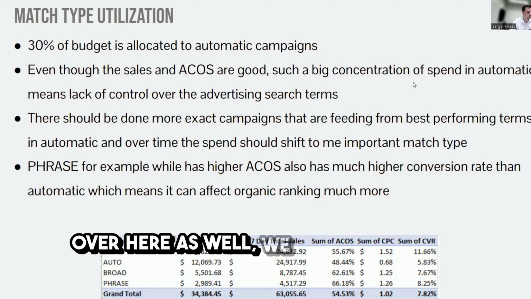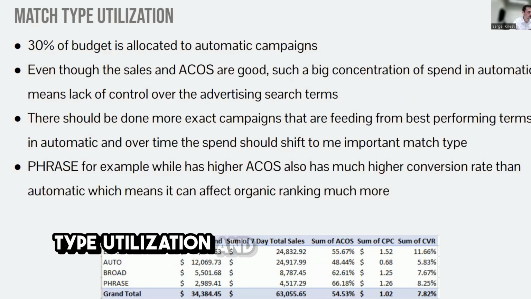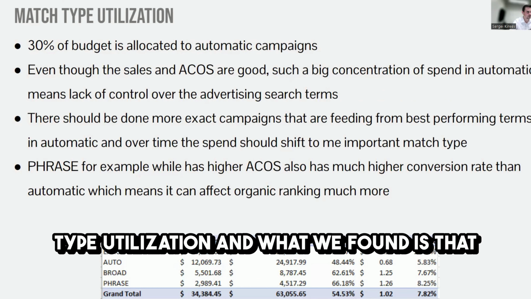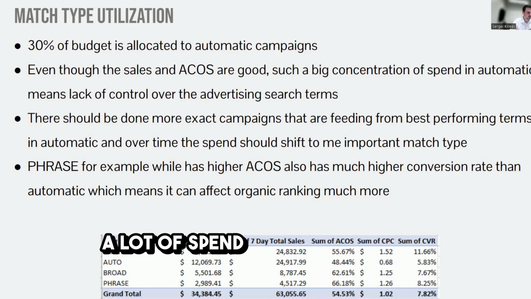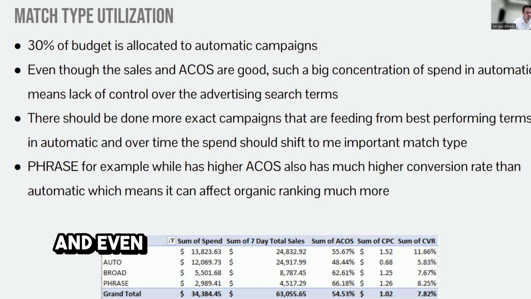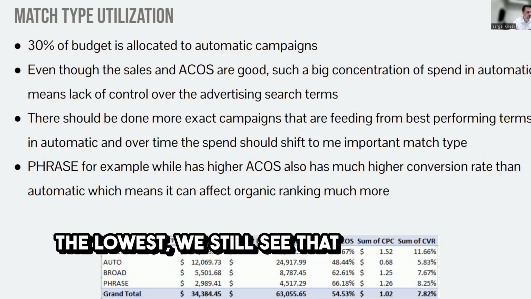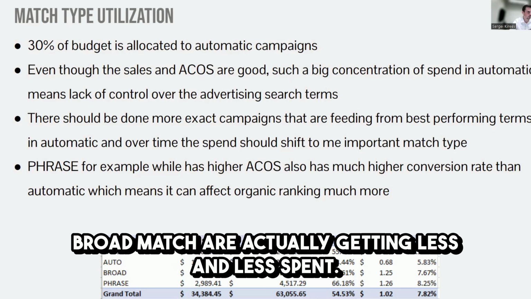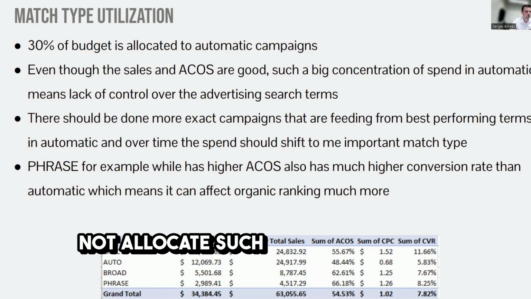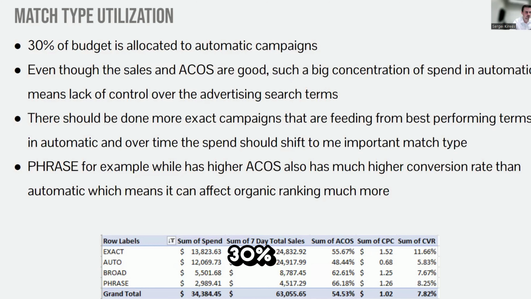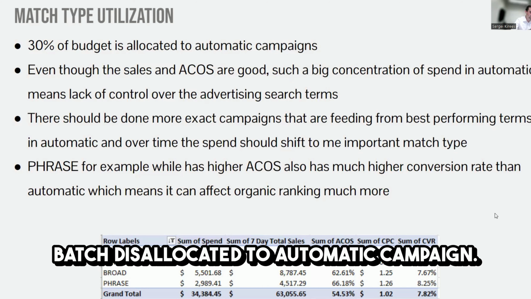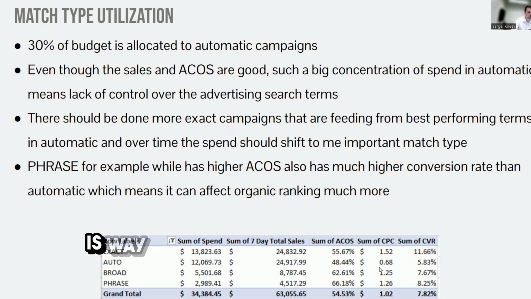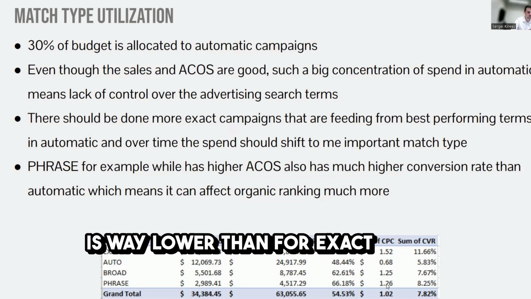Over here as well, we were looking at the match type utilization, and what we found is that a lot of spend is concentrated in automatic campaigns, and even though the ACOS for automatic campaigns is the lowest, we still see that phrase match and broad match are actually getting less and less spend. It's really important to not allocate such a huge portion of budget. 30% of budget is allocated to automatic campaigns. CPC for automatic campaigns is way lower than for exact, phrase or broad.